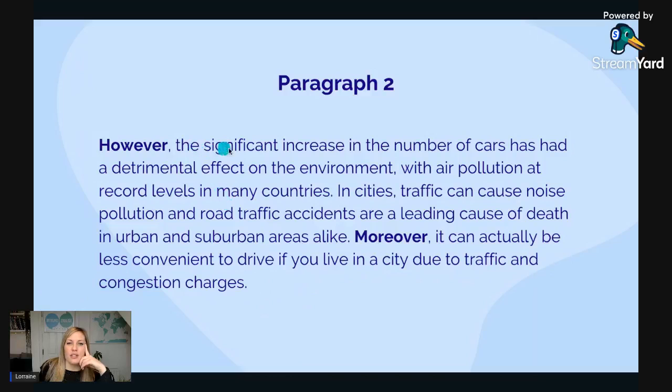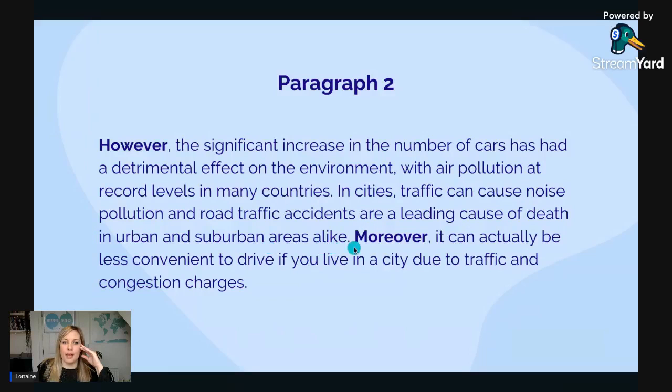Lexical resource, significant increase, slightly more advanced. Even better, detrimental effect. That's a nice word, isn't it? Detrimental, okay, means negative. But we've used negative in the previous paragraph, so try to use a range of different vocabulary. We've described air pollution here, and further down we're talking about noise pollution. So we're using the same noun, but we're changing the adjective form here to show what kind of pollution we're talking about.